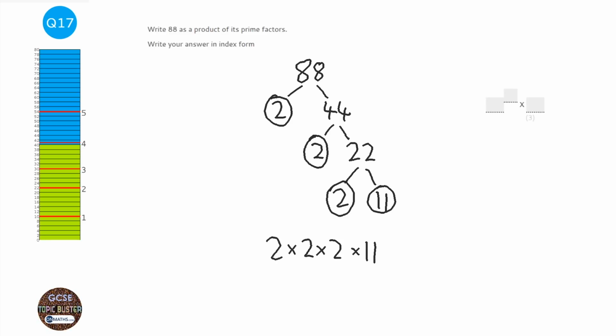Now if you're also asked to write it in index form, that means instead of 2 times 2 times 2, you're going to write 2 to the power of 3 times 11. Don't work that out, because that will give you 88, so 2 cubed times 11 is 88.